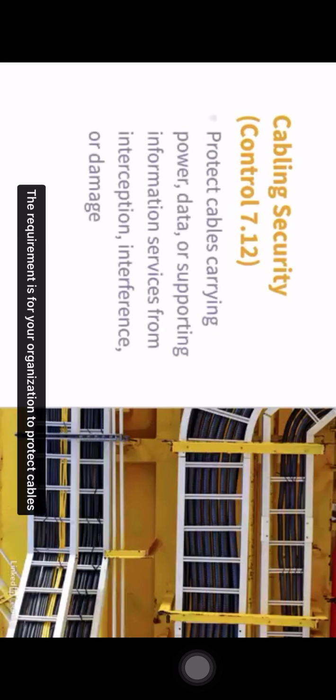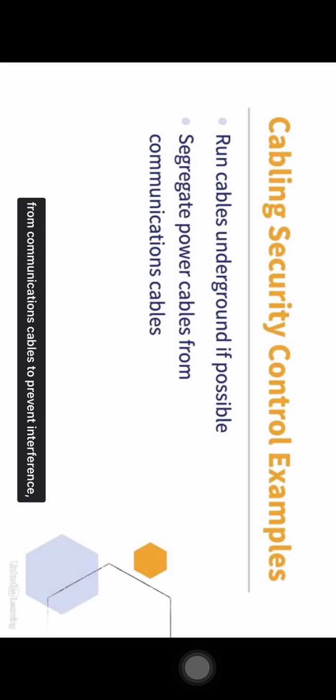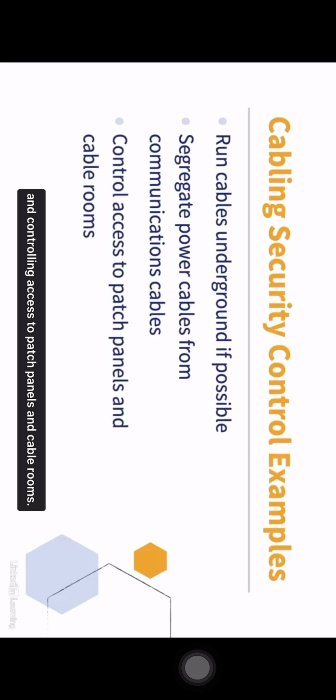Cabling security is Control 7.12. The requirement is for your organization to protect cables carrying power, data, or supporting information services from interception, interference, or damage. Some recommendations from ISO 27002 include running cables underground if possible, segregating power cables from communications cables to prevent interference, and controlling access to patch panels and cable rooms.